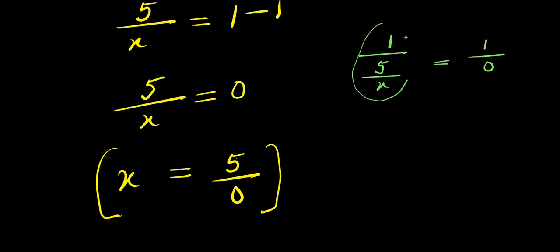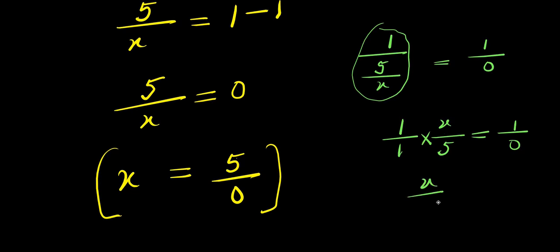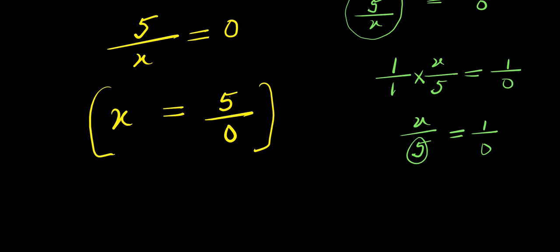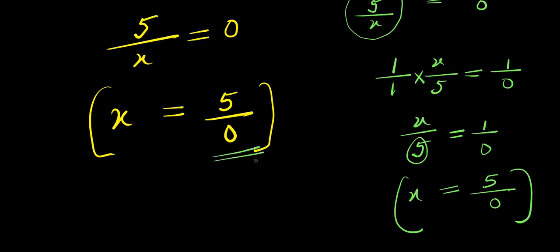Now, when you have something like this, it means 1 divided by 1 times x over 5 equals 1 divided by 0. 1 times x, that is x, divided by 5 times 1, we have 5, equals 1 divided by 0. So if you cross multiply, 5 multiplies this, you have x equals 5 divided by 0. This is what I did here. So taking the reciprocal, we have 5 divided by 0. Now let me explain what this simply means.